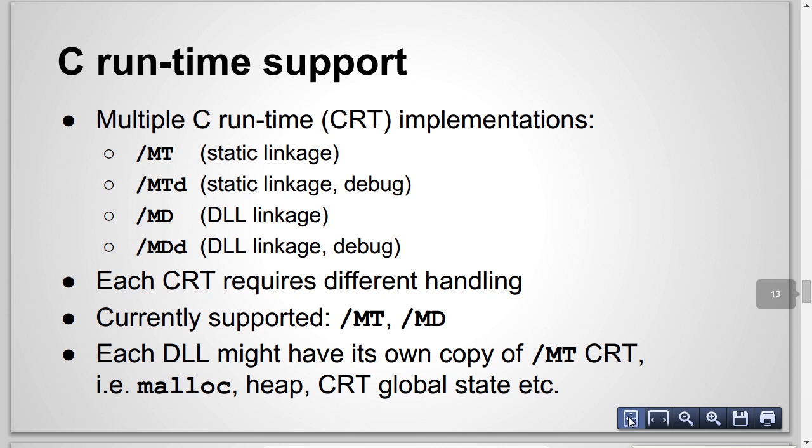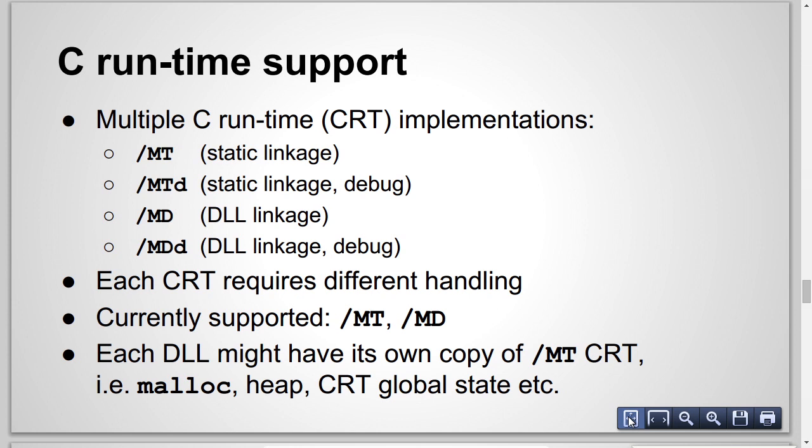One other thing I'd like to talk about is the C runtime. On Windows, there are at least 4 C runtime libraries: static linkage, dynamic linkage, release, debug, and all the possible combinations. Each CRT is differently structured and uses slightly different code, so each one requires separate handling. We currently support only the release versions of the runtime library.